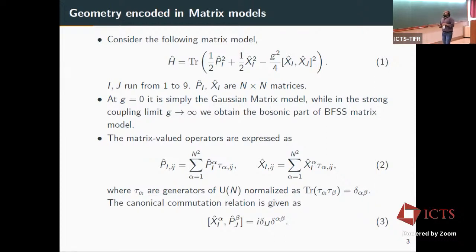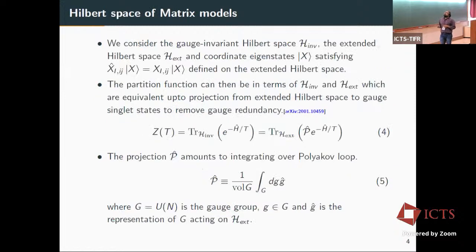The matrix valued operators P and X can be expressed in terms of U(N) generators as shown here, with the canonical commutation relation between these generators in terms of adjoint indices given like this. Now, to understand the geometry encoded in these matrices, we need to consider three things. First, we need to look at the gauge invariant Hilbert space, which is the Hilbert space of physical states. We need to consider the extended Hilbert space, which has both the singlet states and the non-singlet states, and we need to consider coordinate eigenstates.